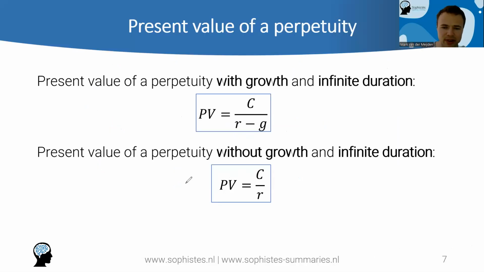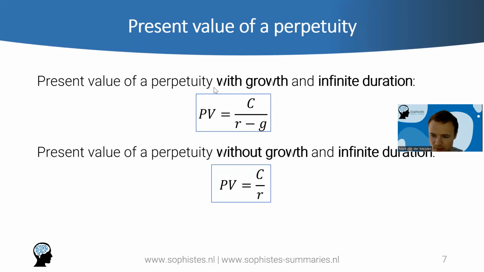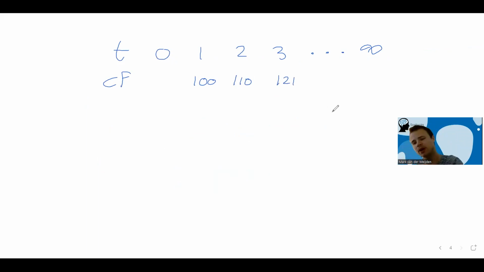Okay, so now the question is, what if you have growth? Then you have to use this formula here. Let's say that it goes as follows. If t is 0, 1, 2, 3, all the way up to infinity. You start with 100 euro, then 110, then 121, then 133.1, and then it increases with 10% each year, all the way up to infinity. So here the growth rate is 10%. Let's say the discount rate is 20%.